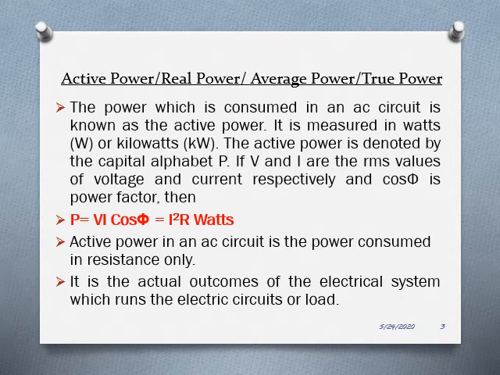Active power in an AC circuit is the power that is consumed in resistance only. We have already learned in the previous lectures that in pure inductive and pure capacitive circuits there is no power consumption. So the power usage happens only for resistive networks. So we may write the equation for power as I square R watts also. Active power is the actual outcome of an electrical system which runs the electric circuits or loads.